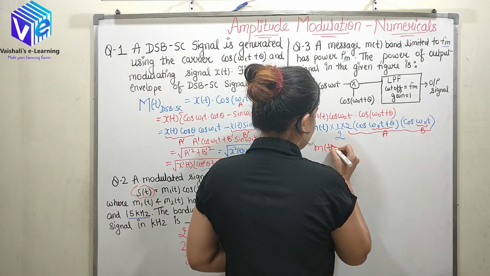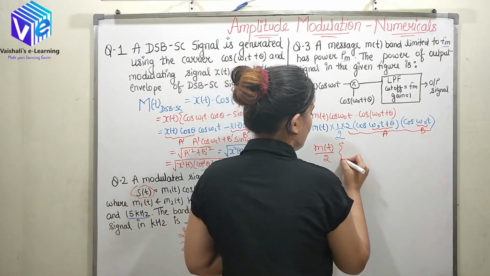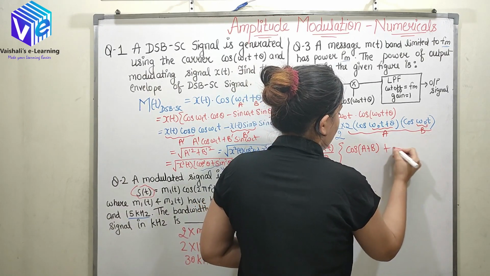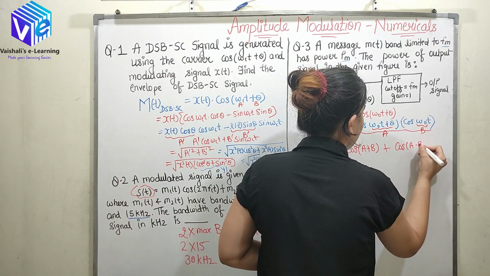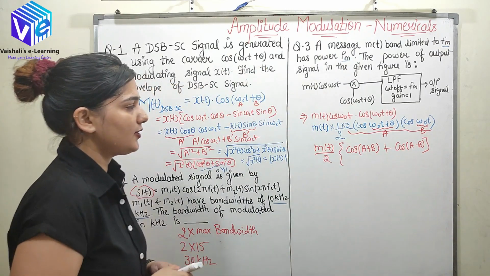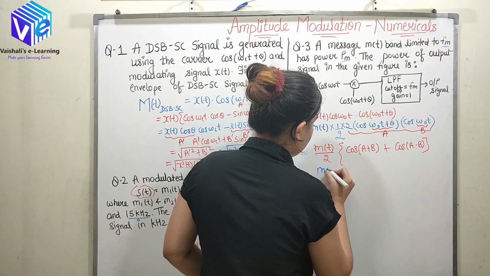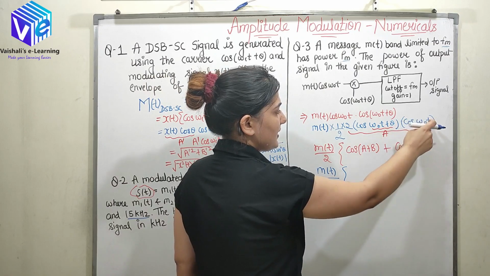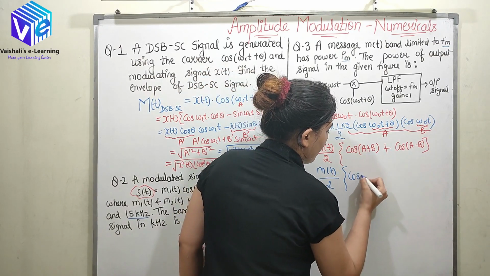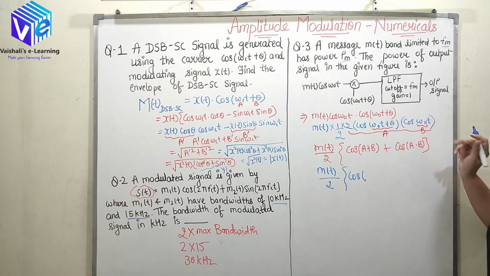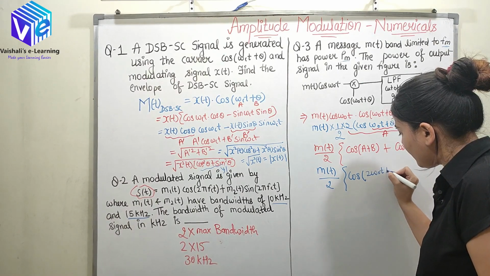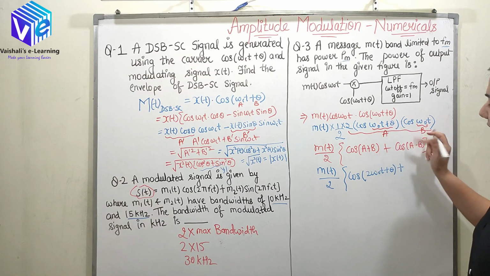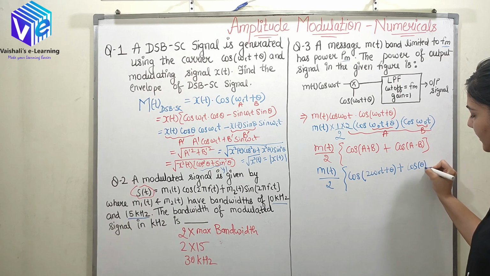Okay, so let's simplify it. So I have m(t)/2. So 2 cos A cos B represents cos(A+B) plus cos(A−B). So now let's replace the value of A and B. So m(t)/2. So what is A? ω₀t + θ. What is B? ω₀t. So A plus B will be ω₀t + θ + ω₀t, 2ω₀t + θ, plus now cos of A minus B. A minus B will be cos θ only.